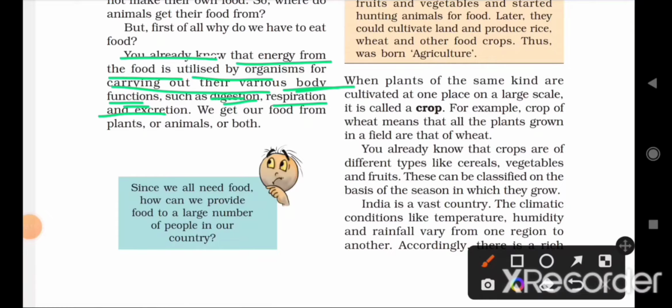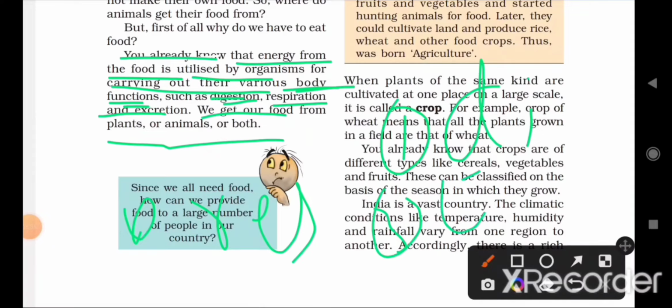We get our food from plants or animals or both, so we are getting energy from both sources, plants and animals. For that purpose there are basic processes: one is digestion, second is respiration, third is excretion. These three processes are very important for any organism to survive.